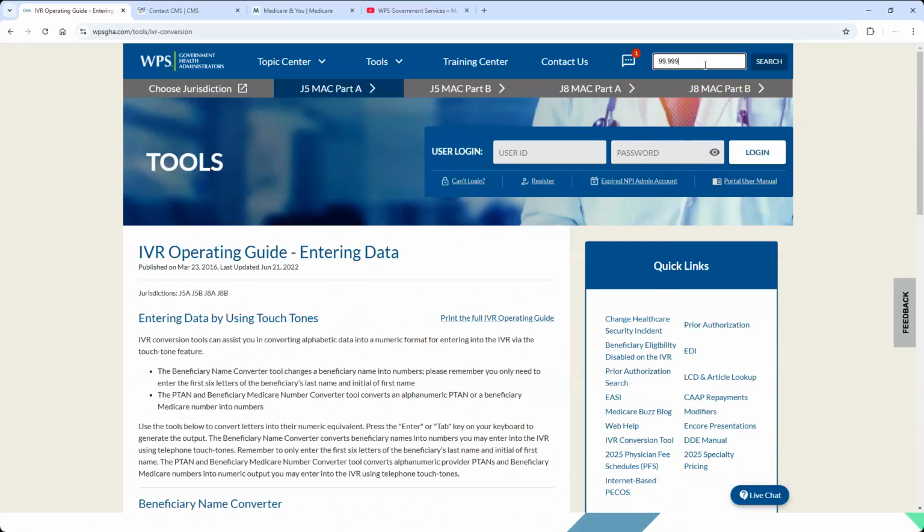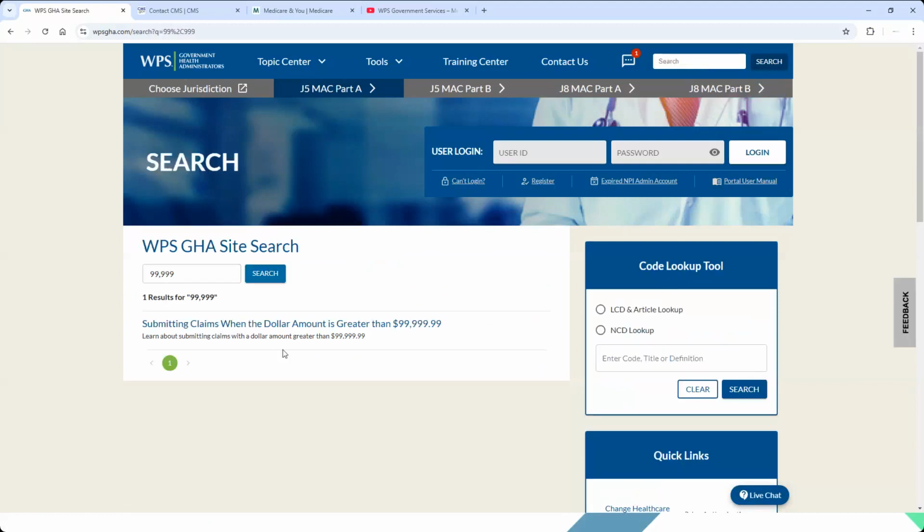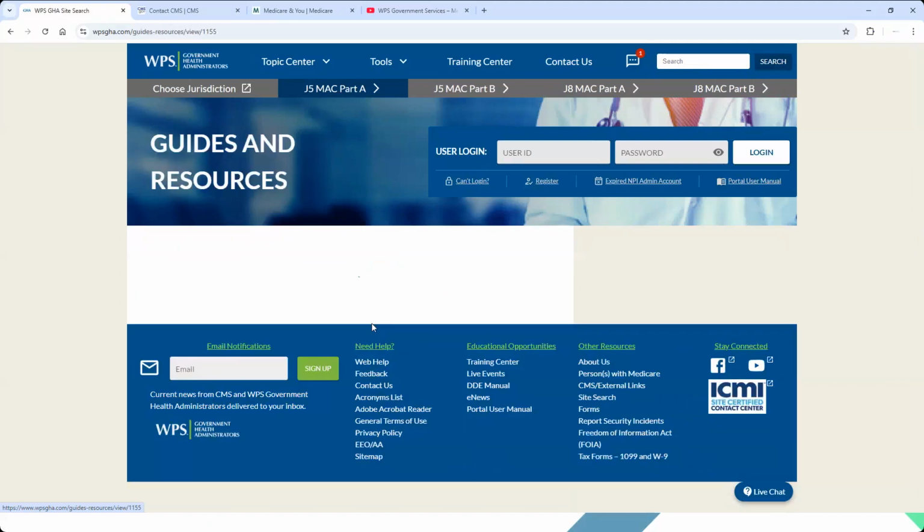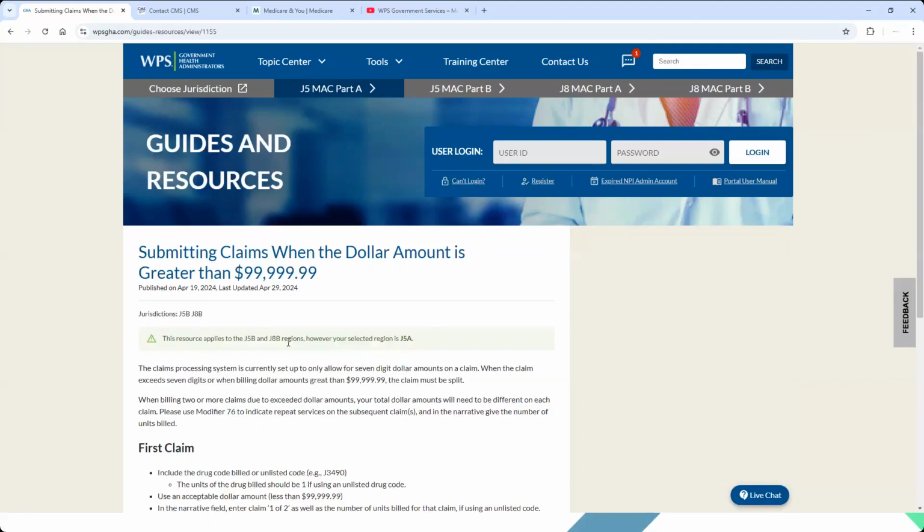go ahead and put what you want in the search feature. There's the article right there. Jennifer's going to give you a direct link in the chat. Once you open it up, it will walk you through. The reason that I did this one in particular is also to show you one other feature on our website. This box right here says, just under jurisdictions, J5 and J8B.